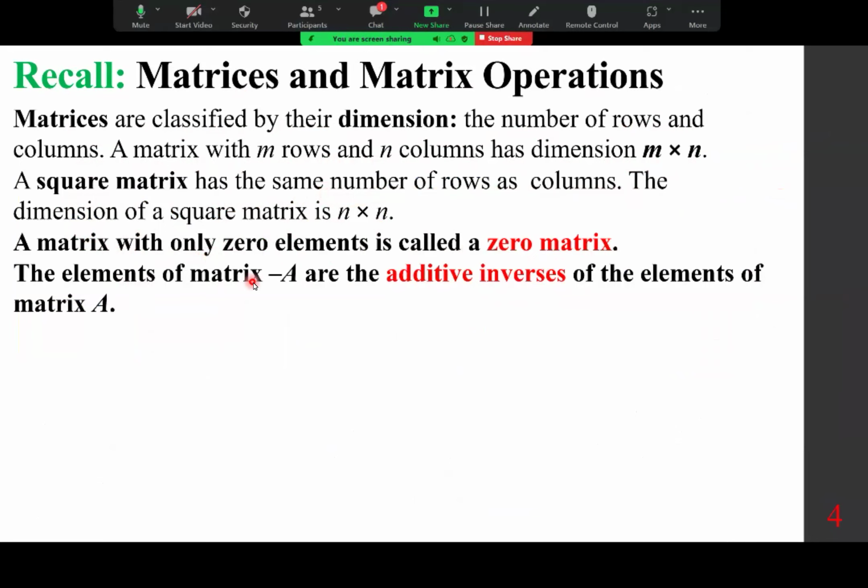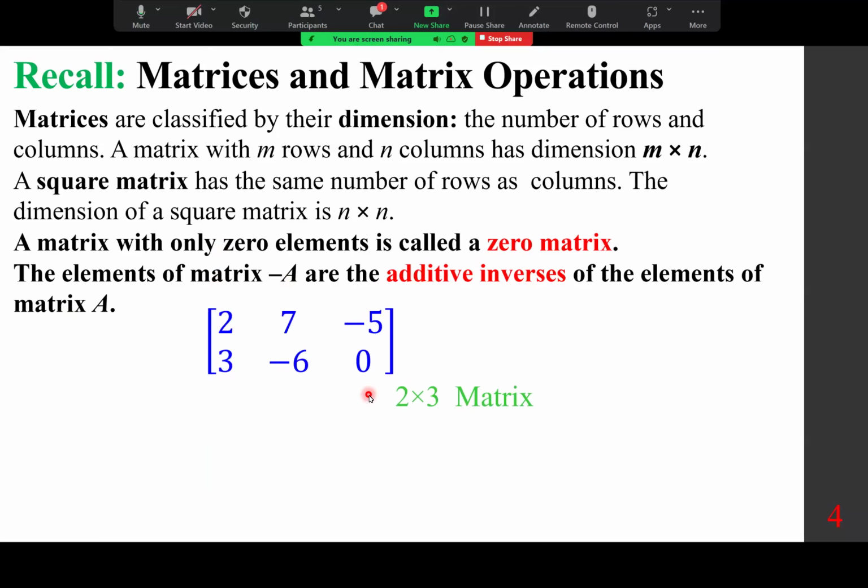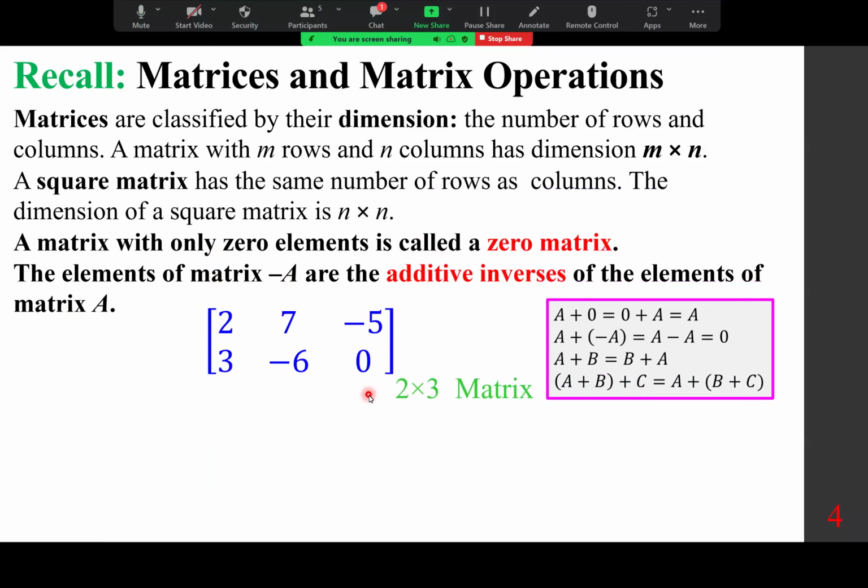The elements of the matrix minus A are the additive inverse of the elements of matrix A, or the opposite. For example, this one has 2 rows and 3 columns, so it's a 2 by 3 matrix. The algebraic operations that we do on numbers, we can do for matrices, some of them. When we add 0, we get the same. Of course, this is not a 0 number, rather it's a 0 matrix. We get the same matrix.